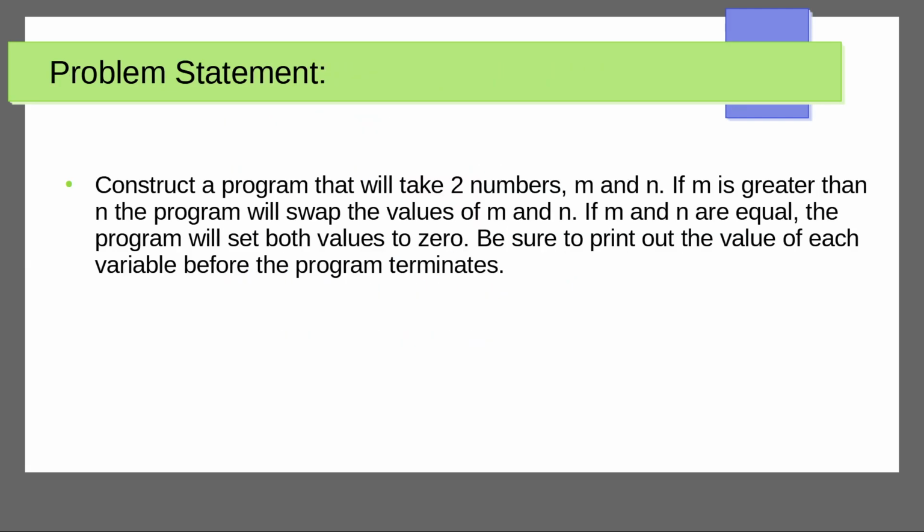All right, so let's look at the problem statement. We want to construct a program that will take two numbers, m and n. If m is greater than n, the program will swap the values of m and n. If m and n are equal, the program will set both values to 0. Be sure to print out the value of each variable before the program terminates. Now notice I didn't tell you any instructions on what to do if m is less than n. If they are, we're just going to print them out in the same order.